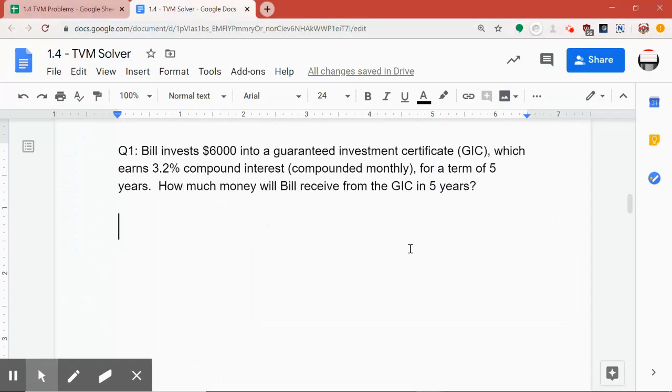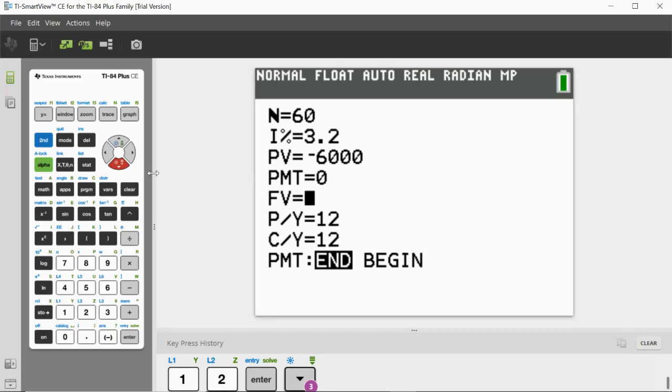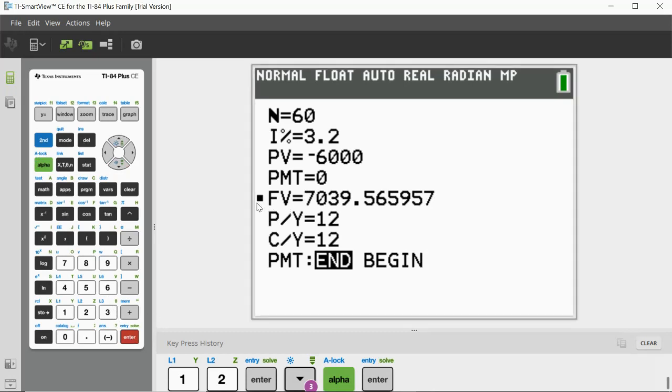Now, what we want to find for this problem is the future value. How much money will Bill receive from the GIC in 5 years? So we highlight the item that we're looking for, which is future value. And we press the alpha key, the green one, which is below the second function key. And then after pressing alpha, press enter. And when we do that, we get our answer. And notice that it will be highlighted slightly on the side here in a little black box to show you that that is the value that you have calculated.